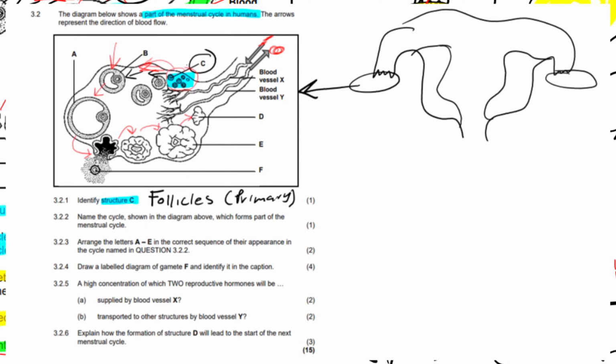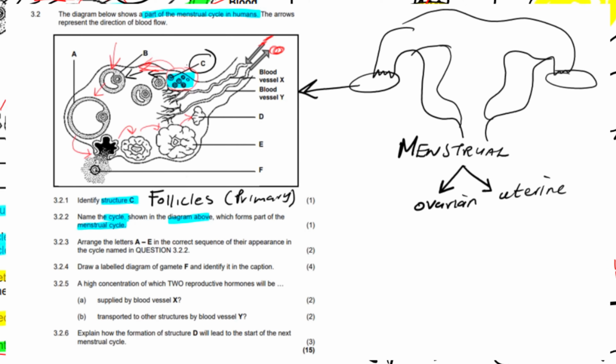So now we continue. They say, name the cycle. Remember, whenever they talk of a cycle, they talk of something that repeatedly happens. So they say, name the cycle shown in the diagram above, which forms part of the menstrual cycle. So remember, I've said that the menstrual cycle is formed of two cycles actually. It is formed of the ovarian cycle as well as the uterine cycle. So when we're talking about the menstrual cycle, we're talking about two things: the changes that happen at the ovaries as well as the changes that happen at the uterus.